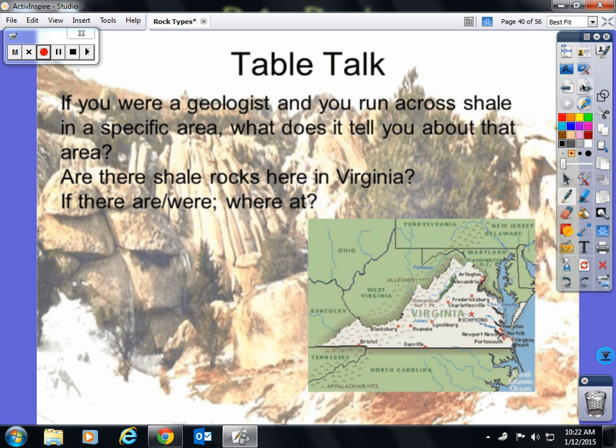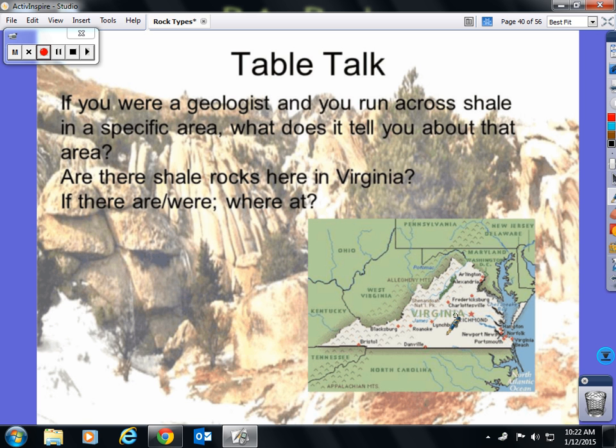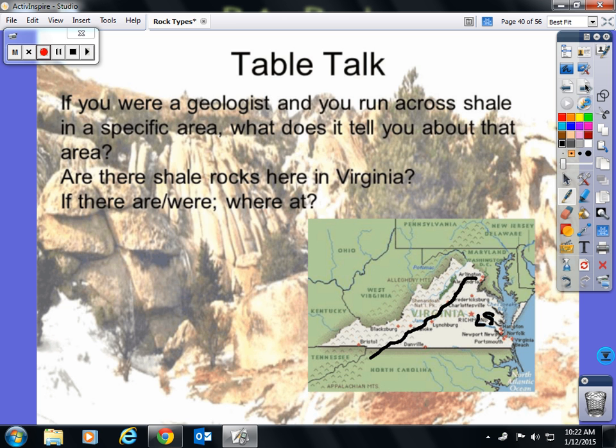Okay, it says if you were a geologist, you run across shale in an area. So in Virginia, we have shale all through the mountains. What does that tell us about Virginia? This means at one point the coast, the water, was here, and all of this was underwater. Which is why we have limestone here, and the shale here shows at one point that was the coast. That's why it was muddy.